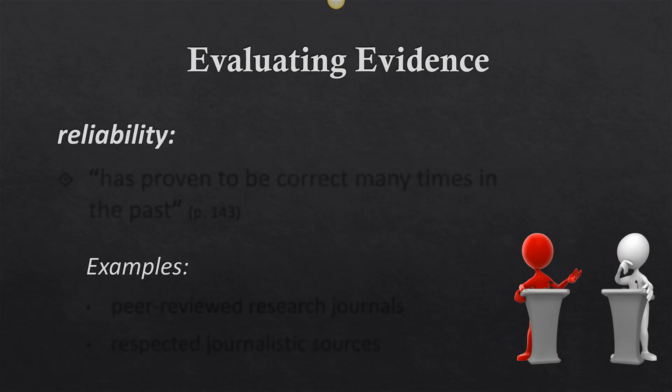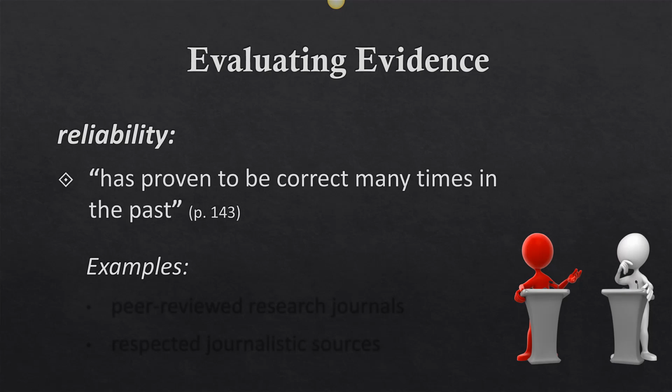The first test is reliability, and Inch and Tudor define reliability as evidence sources that have proven to be correct many times in the past. The rule of thumb here is that if the evidence is coming from a source that has been right a lot and has a pretty good public track record for being accurate, then if they're giving us something that's being reported as fact or as reliable opinion, we can count on the veracity of that source.